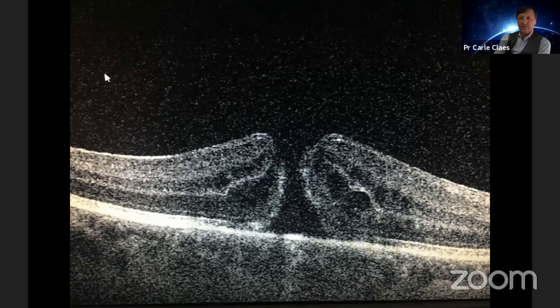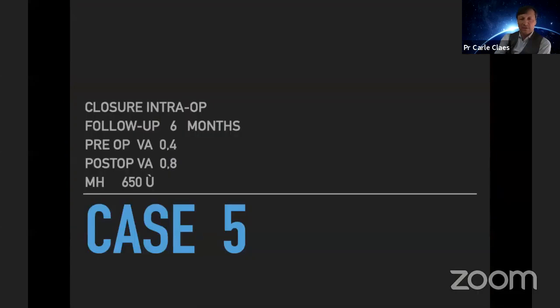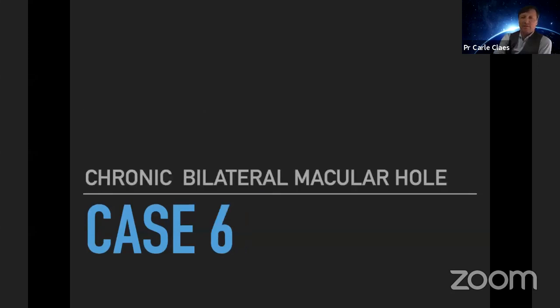This is a second recurrence of a macular hole that was closed for a few months and reopened. We used our technique again, with a good anatomic recovery, and actually a better visual recovery after the second closure of the macular hole with this technique than the patient had after the first closure.